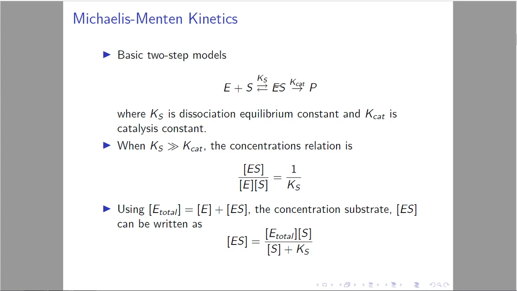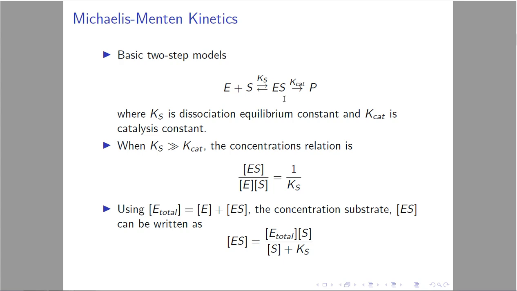Then when E has produced the product, E can go back and react with another substrate. Here Ks is the dissociation constant, the equilibrium constant, and Kcat is the catalytic constant. Which one is the speed of these two?